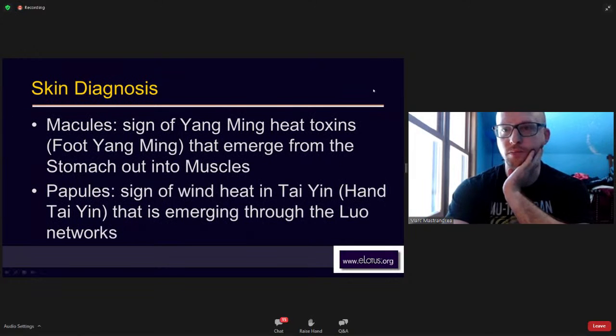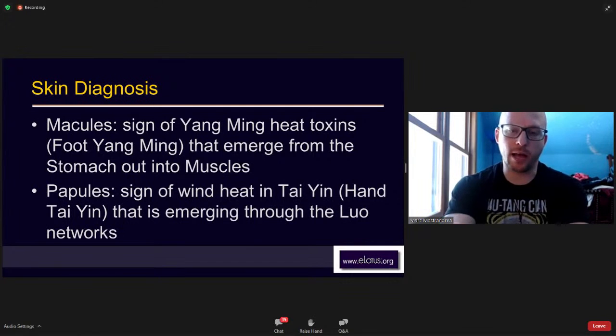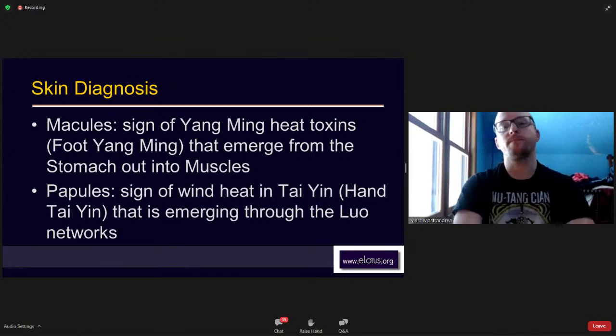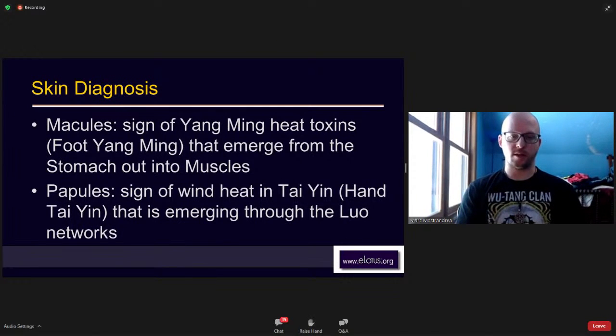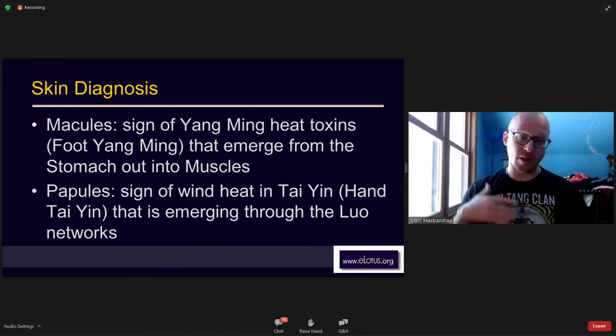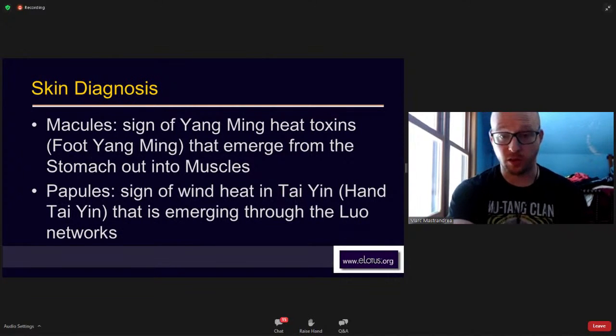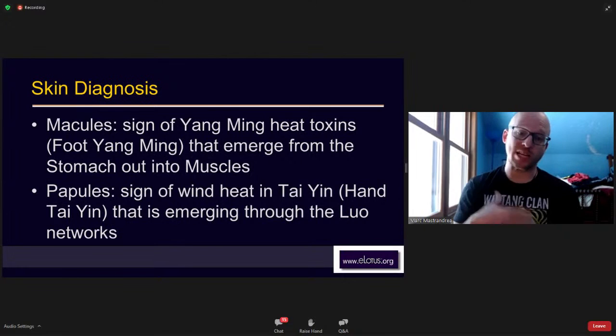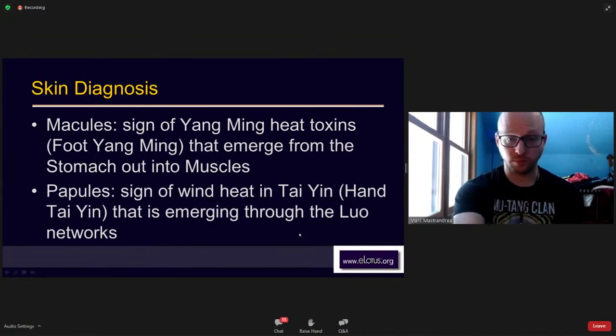All right, let's see here. It's down at the bottom of the screen. Perfect. All right. So macules are a sign of heat in Yang Ming. They're heat toxins, Yang Ming toxins that are formed in Yang Ming, and they're pushing out into the muscles, into the flesh. Papules are a sign of wind heat in Tai Yin, and they emerge out through the blood, out through the Luo vessels. So these are the differences. Where you're treating heat, you need to treat heat in Yang Ming when you have macules. If you have papules, you need to treat heat in the lungs, in the lung channel, in the upper jiao as well.